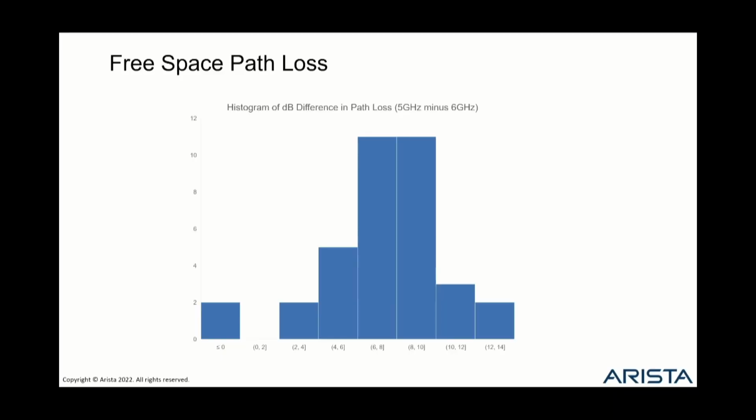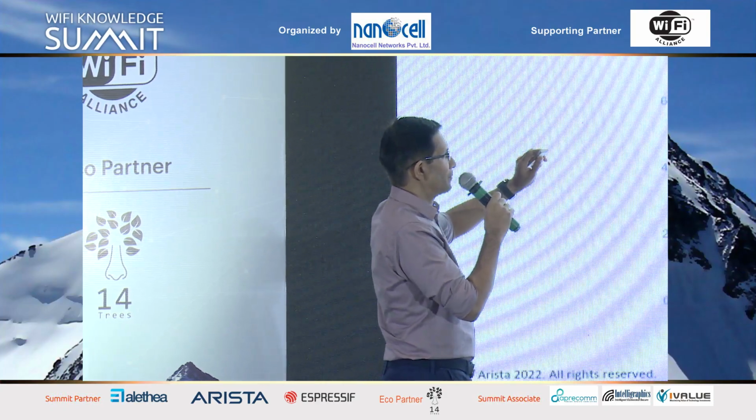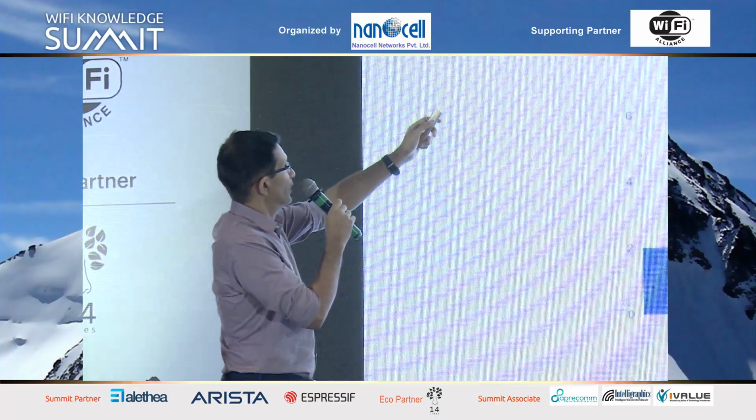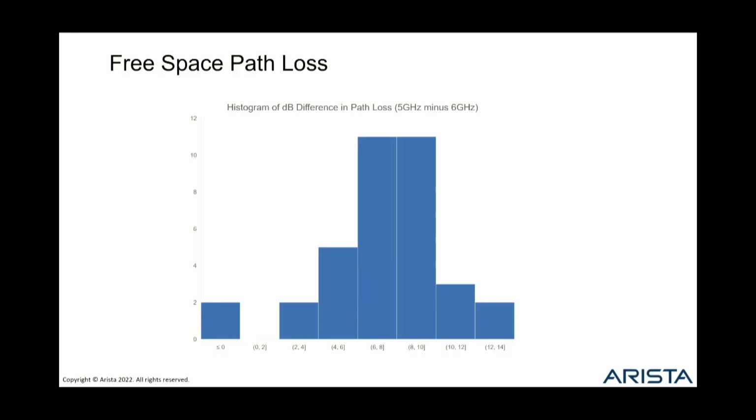And so I don't want to show you the RSSI. Instead, I want to show you something more interesting. Bear with me here, I know it's always weird to look at a histogram, but I'll walk you through this. This is the histogram of the dB difference in path loss. You take the 5 gigahertz path loss, you take the 6 gigahertz path loss, you compute the dB difference, and then you plot how many samples fall in what bins.